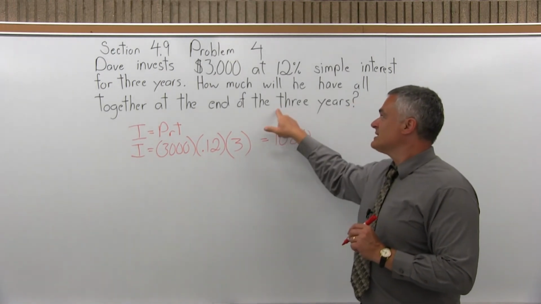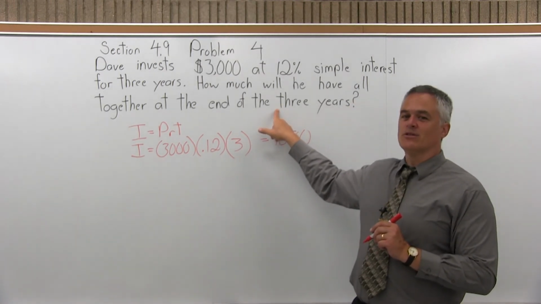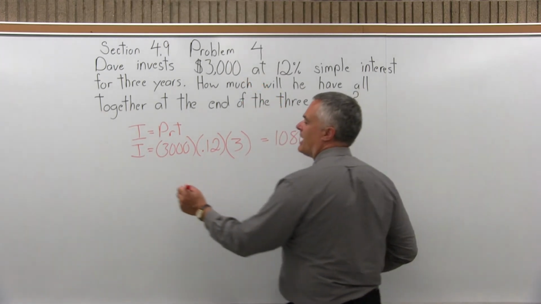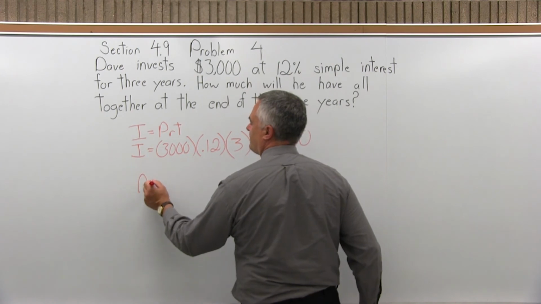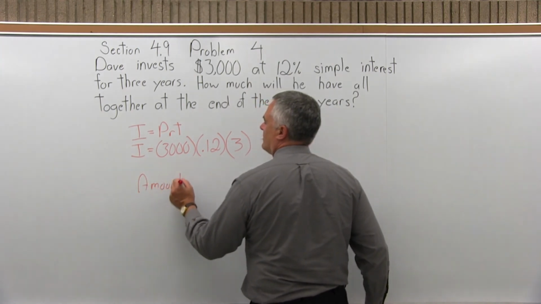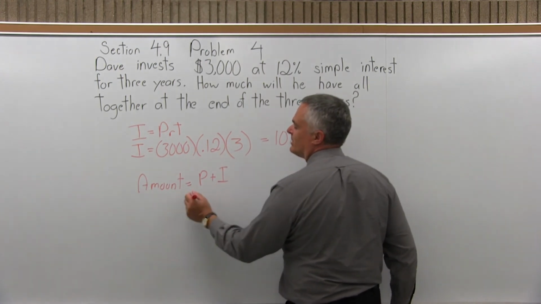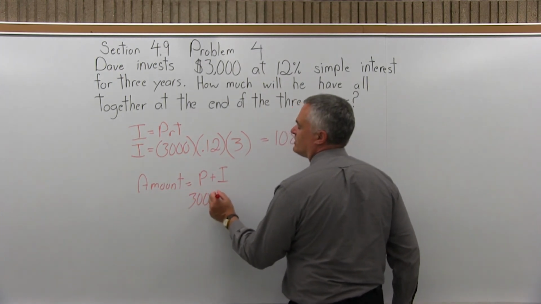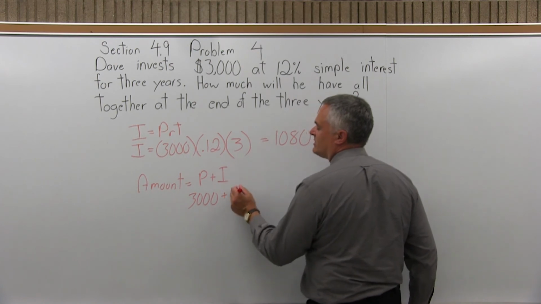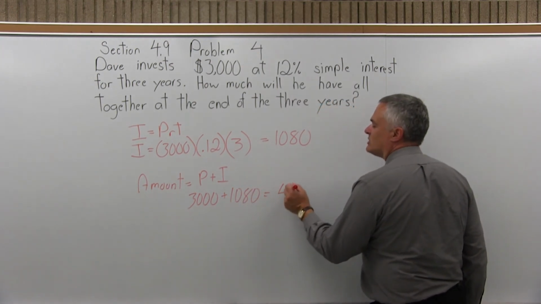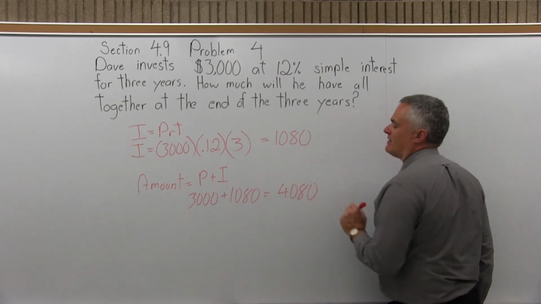But the question is asking, how much will Dave have altogether at the end of the 3 years? So keep in mind, he started with 3,000. So his amount altogether is equal to the principal he started with plus the interest he earned. The principal he started with was 3,000, plus the interest that he earned was another 1,080. Putting those together, what he has altogether is 4,080.